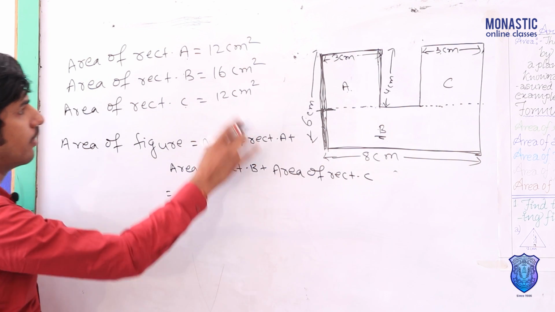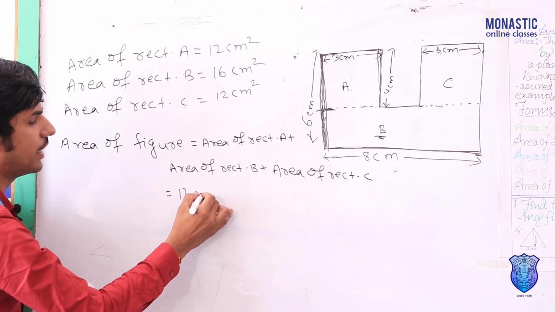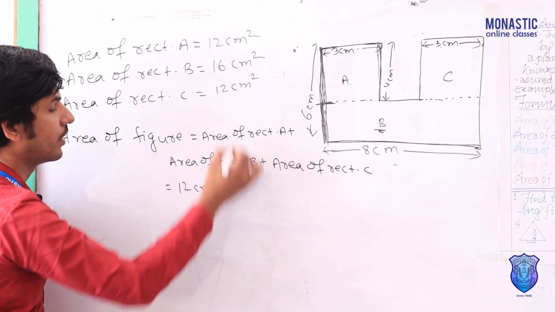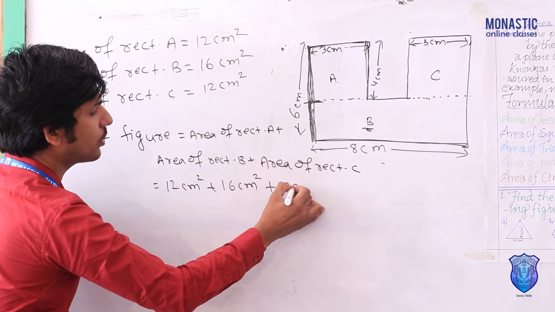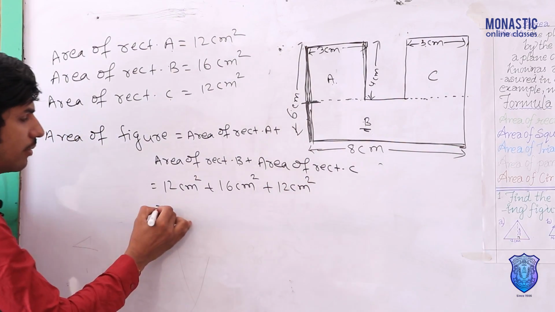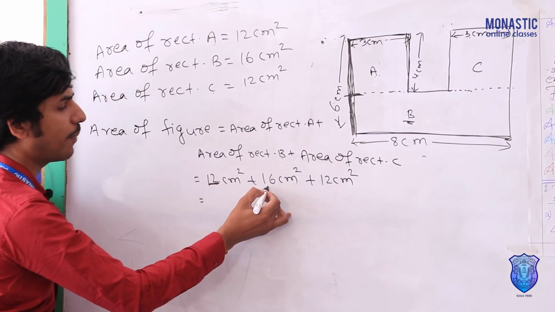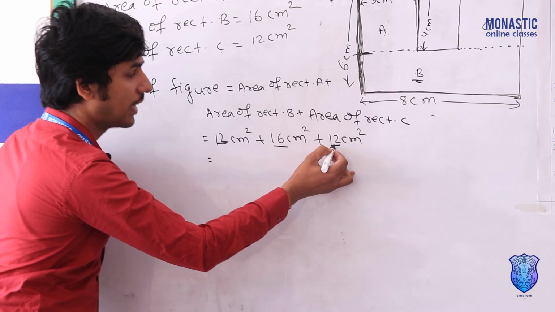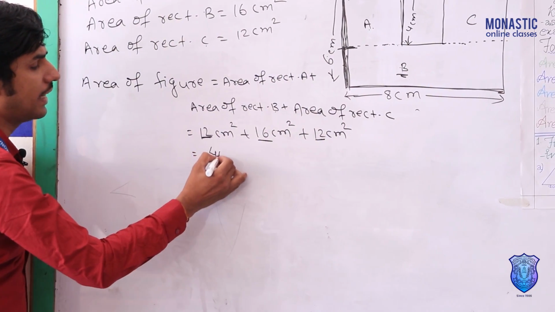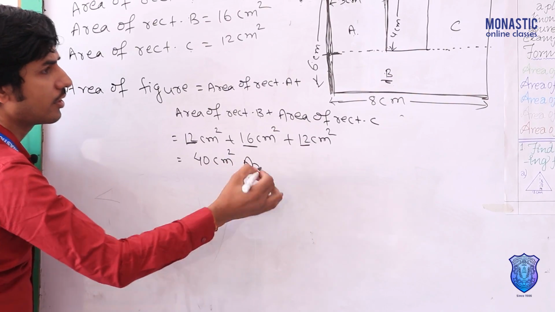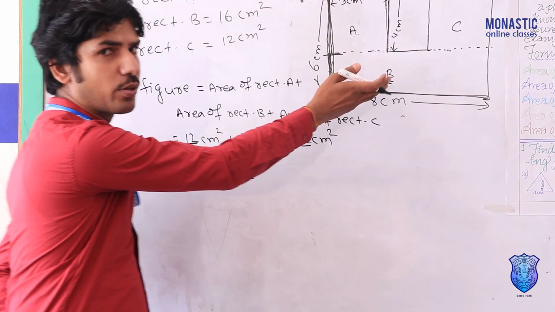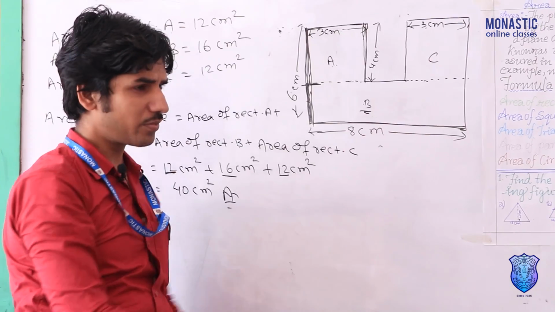See, A how much came? 12 square cm, B 16 square cm, and C 12 square cm. How much is coming? That means simply say 12 plus 16 plus 12. How much comes? That is 40 square cm. So like this, easily you can find the area.